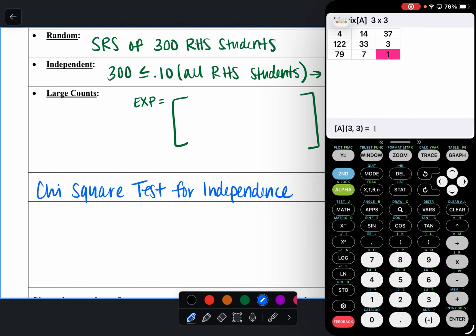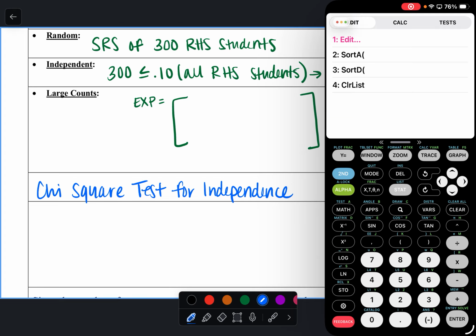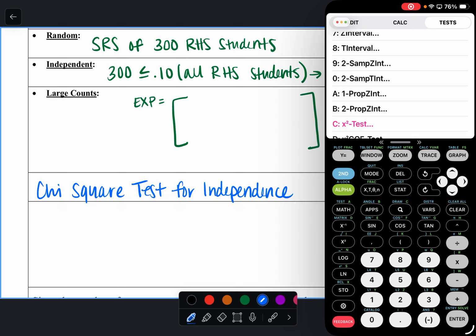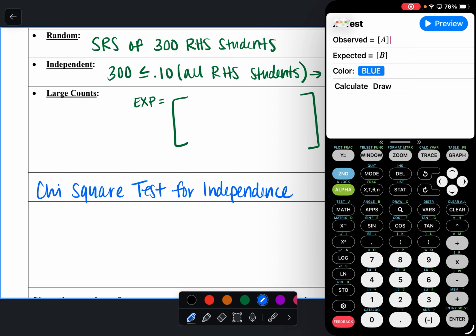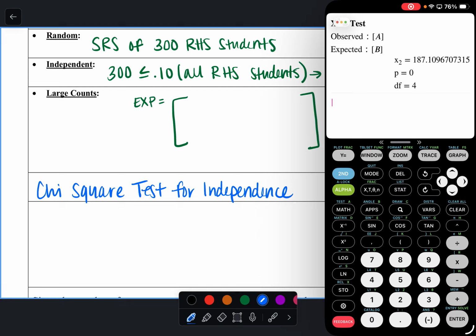And then once your matrix is in, you're going to go to Stat, Tests, C. So not the chi-squared goodness of fit, just the one that says chi-squared test. So I'm going to go to Stat, Tests, all the way down to letter C. And then you really have no choices to make. You're making no decisions. You just go all the way down to calculate and you hit enter.